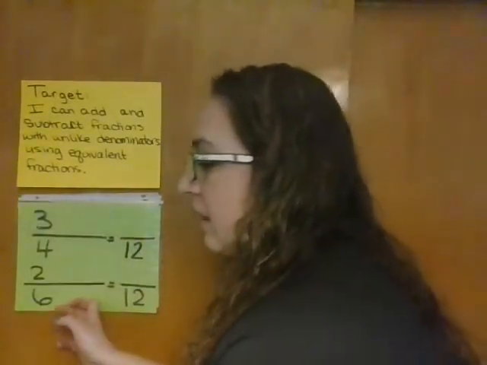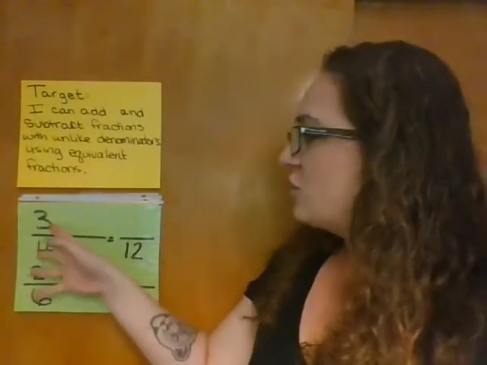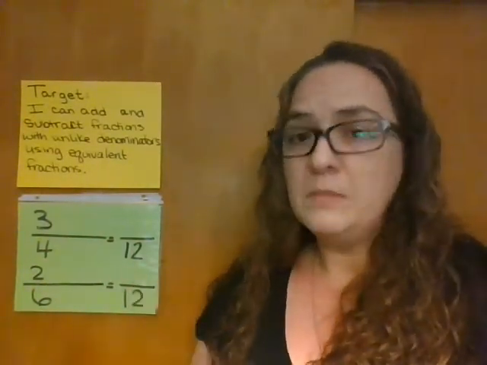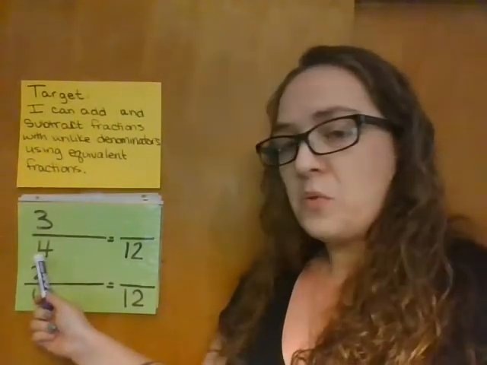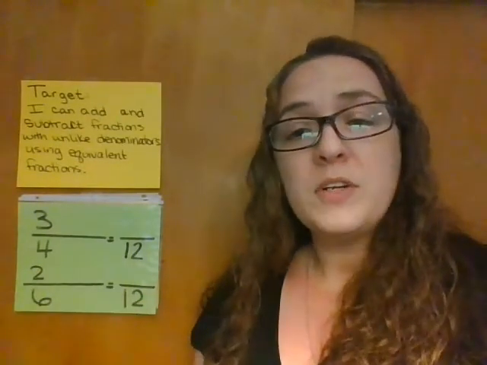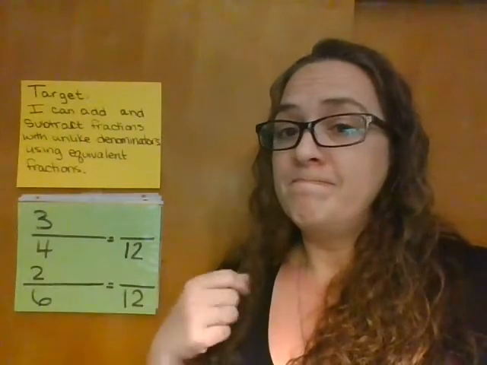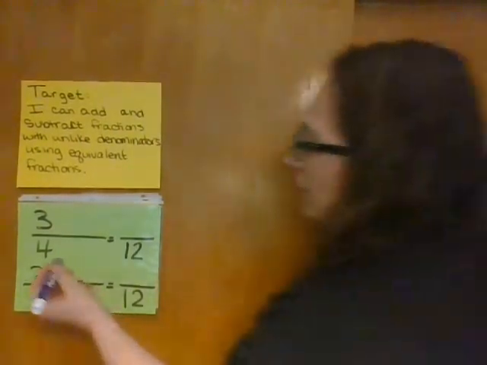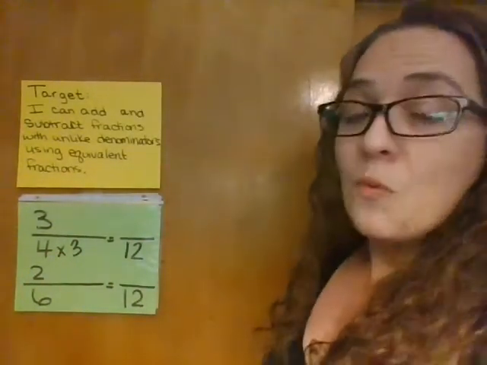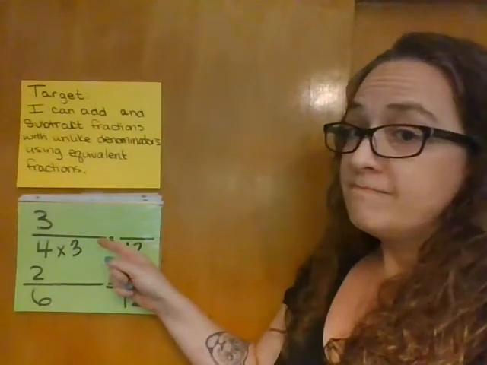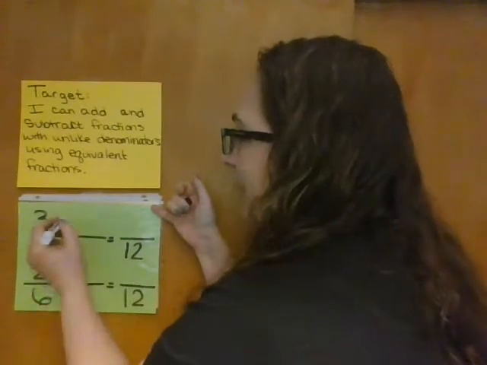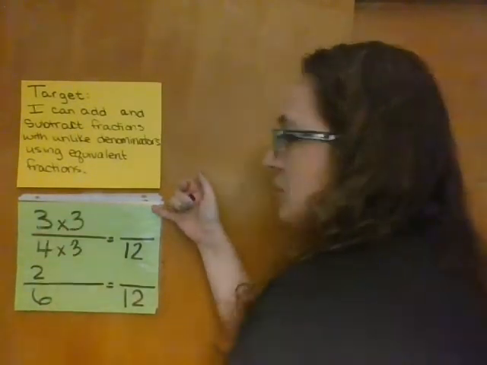We now need to take our 3/4 and our 2/6 and change them into a fraction with 12. How are we going to do that? Well, let's ask ourselves, how can we take the number 4 and change it through multiplication into the number 12? Well, 4 times what number gives us 12? 3. Good. So I'm going to write that down. Now, many of you probably remember this. Whatever I do to my denominator, I have to do to my numerator. So if I multiply my 4 times 3, I have to multiply my numerator also by 3.